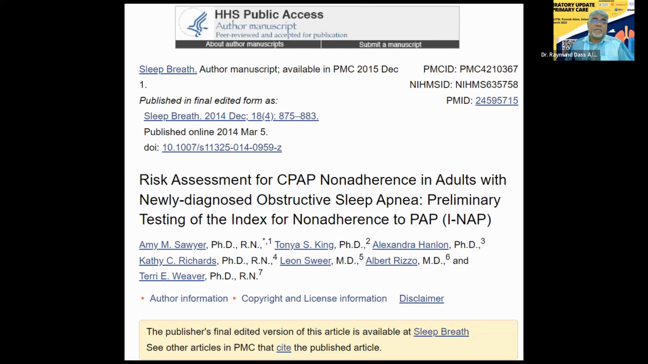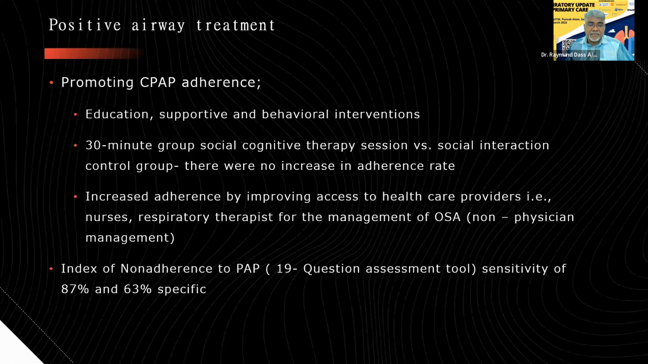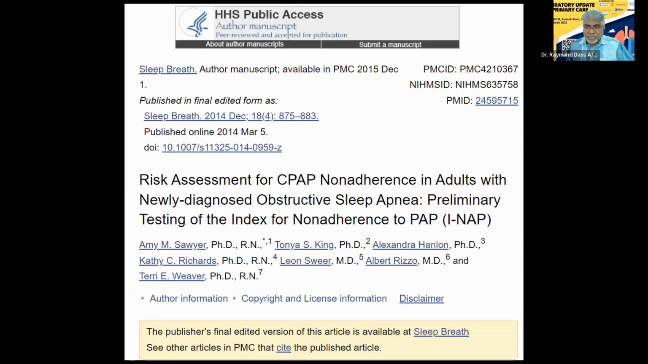But what these people in 2014 decided is that they came up with an algorithm or assessment score. They call it INAP, right? So, index of non-adherence to PAP. They found that the sensitivity is roughly about 87% and specificity 63%, and they realized that they will be able to decide which patient will actually be adhering to CPAP and which patient most likely may not.